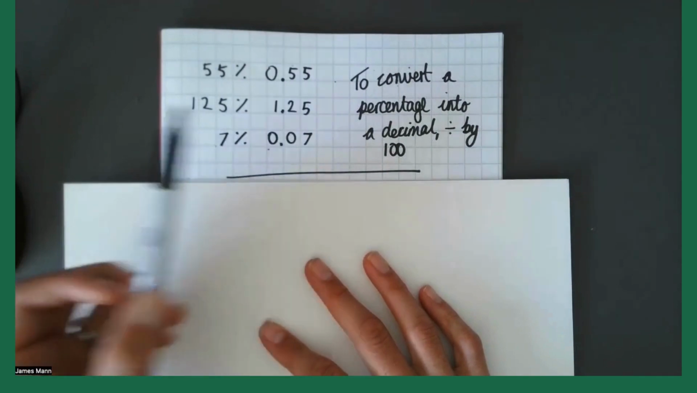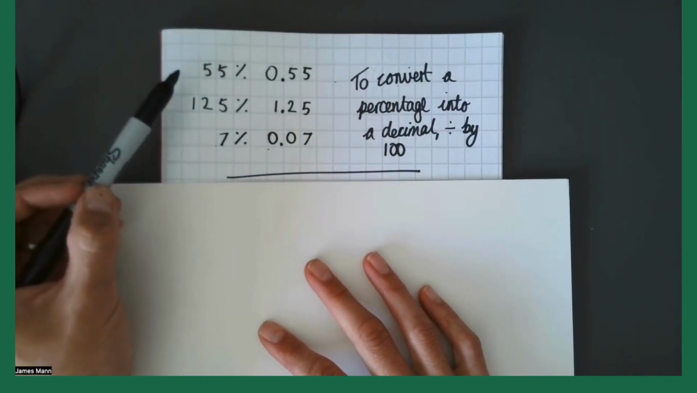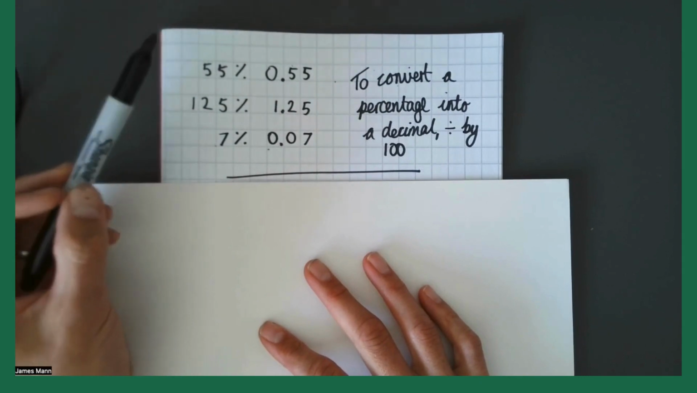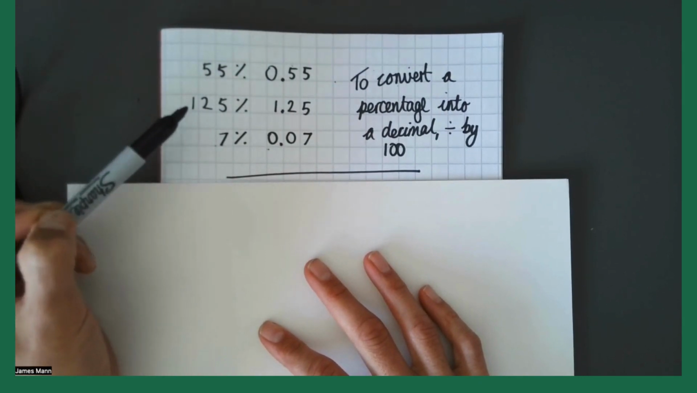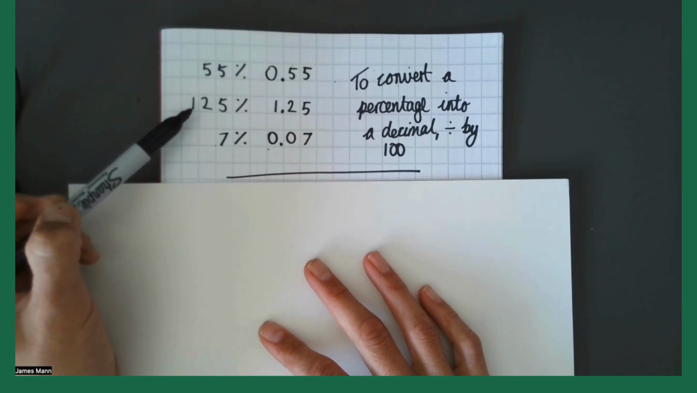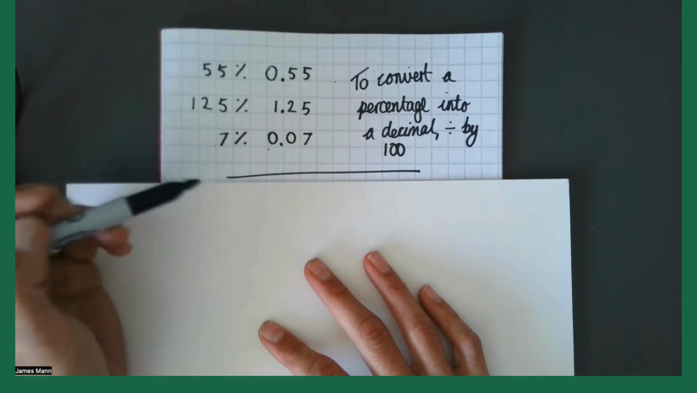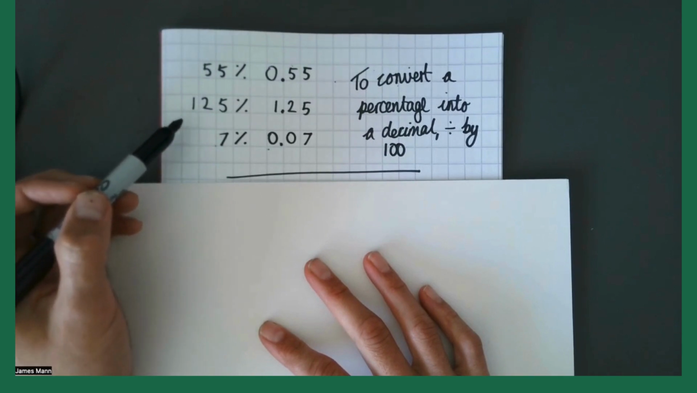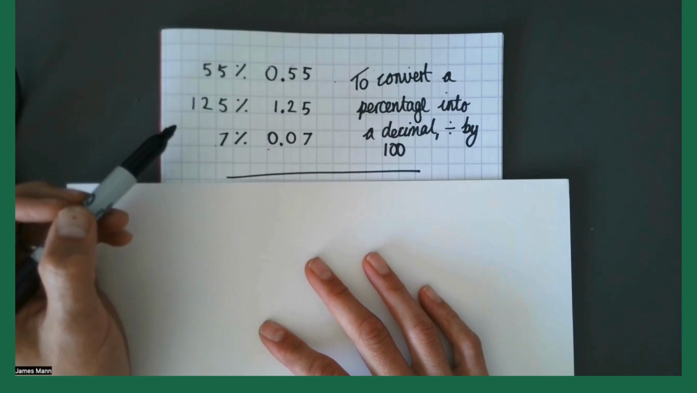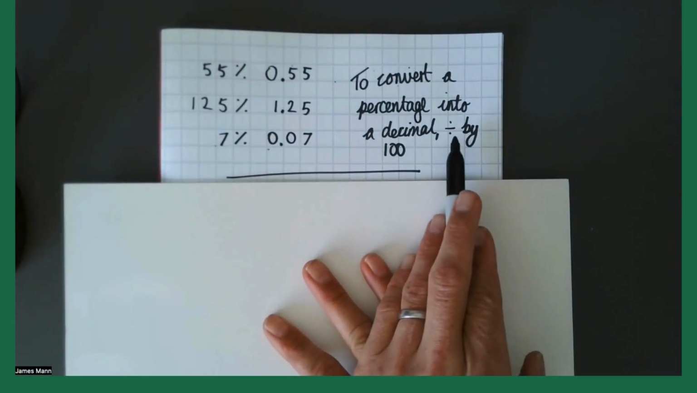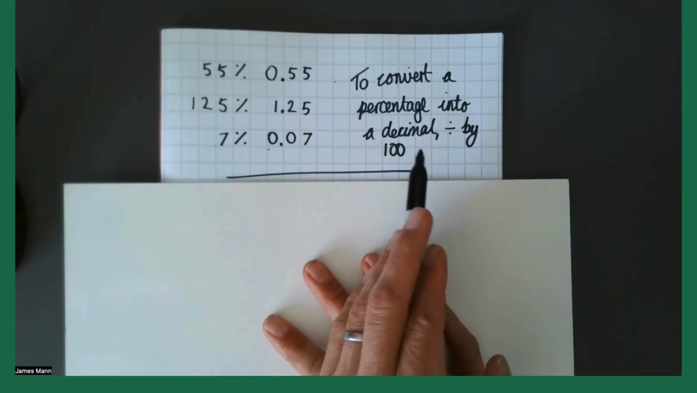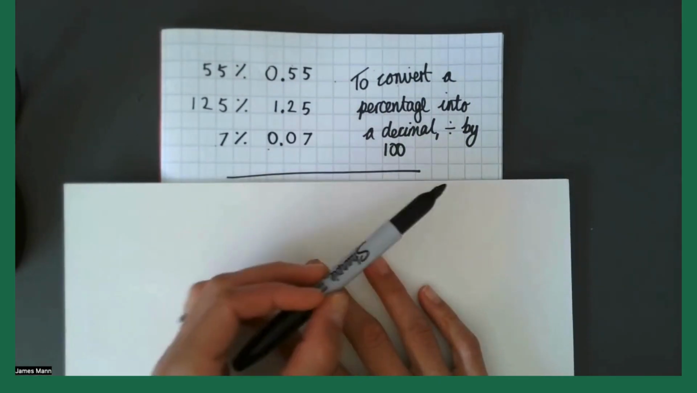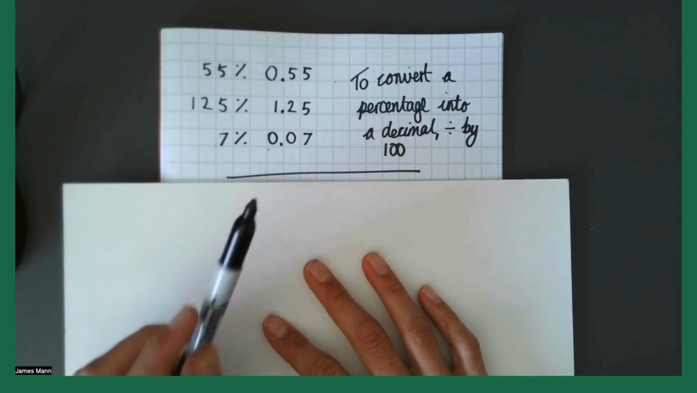A misconception can sometimes arise when people think I just need to stick a decimal point in front of it. If you look at the next one, if I've got 125% and I stick a decimal point in front of it, I would have 0.125, which isn't the case. So I've got to remember that I'm dividing by 100, not trying to find a shortcut by sticking the decimal point in front of it. I need to actually divide it and use my place value facts to do it.